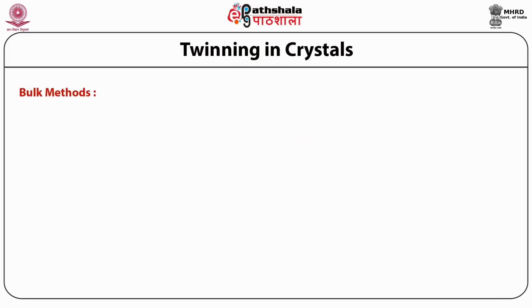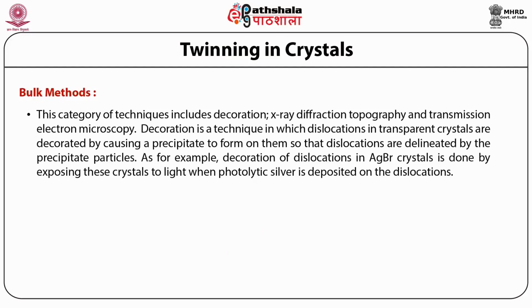Bulk methods. This category of techniques includes decoration, X-ray diffraction topography, and transmission electron microscopy. Decoration is a technique in which dislocations in transparent crystals are decorated by causing a precipitate to form on them, so that dislocations are delineated by the precipitate particles. For example, decoration of dislocations in silver bromide crystals is done by exposing these crystals to light, when photolytic silver is deposited on the dislocations.